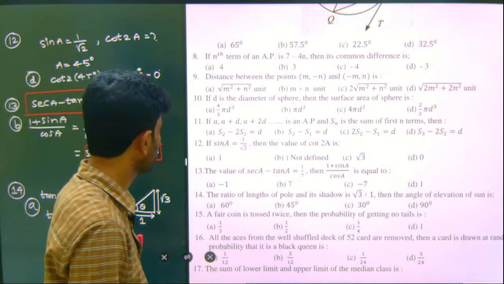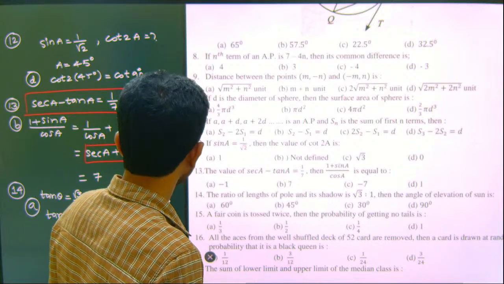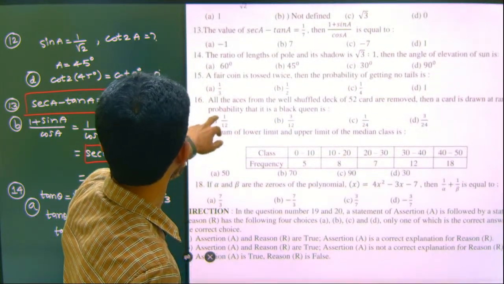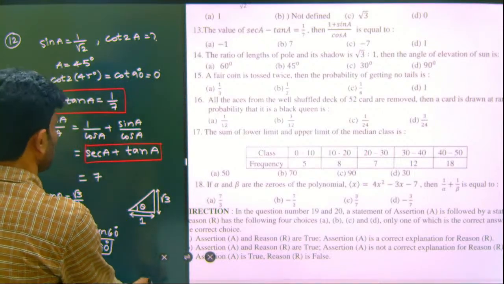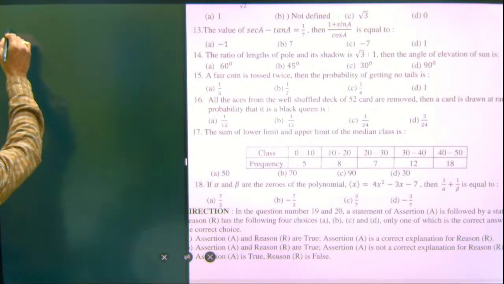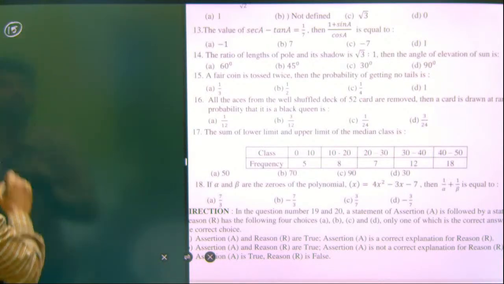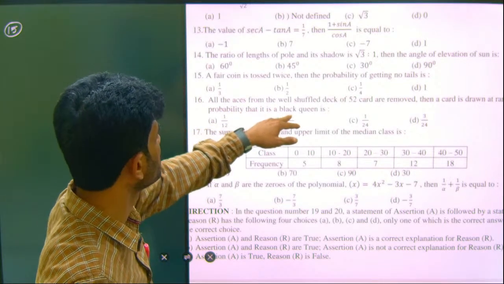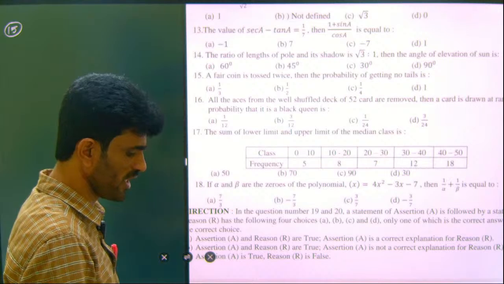Option A is correct. Question number 14 is done. Now, question number 15. Question number 15 is probability. A fair coin is tossed twice, then the probability of getting no tail is.